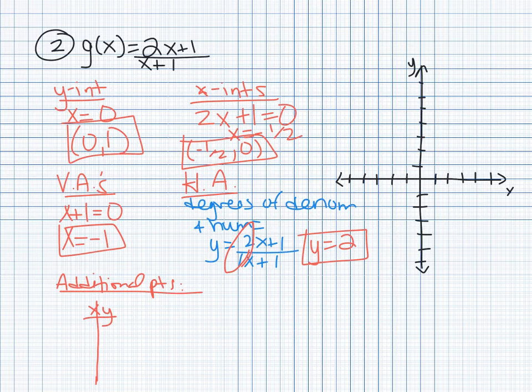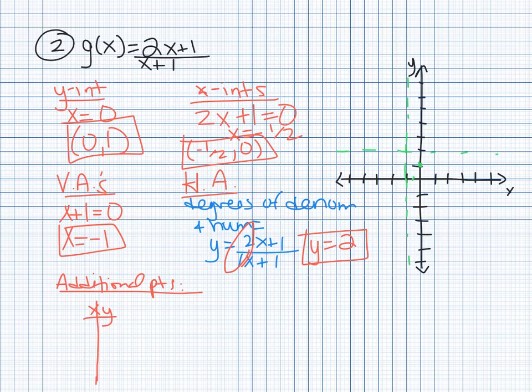I have my y-intercept at (0, 1). Going to go there. X-intercept is at (-1/2, 0). I have a vertical asymptote at x equals -1. I have a horizontal asymptote at y equals 2. So now I am going to draw some additional points in.